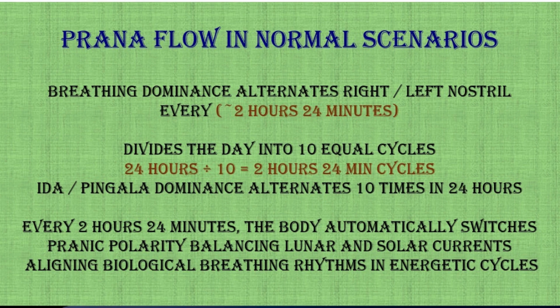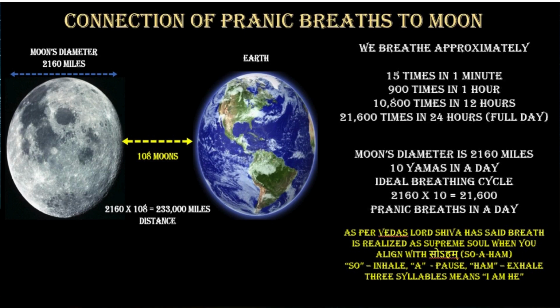There is a magic number: 10. In one full day of 24 hours, the breath ideally alternates about 10 times, each switch happening roughly every 2 hours and 24 minutes. These 10 segments are called Yamas, ancient units of yogic time, describing how energy flows through each one of us, governing the mental states, the moods, and even the performance throughout the day.